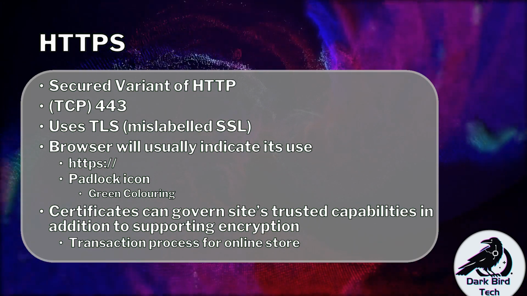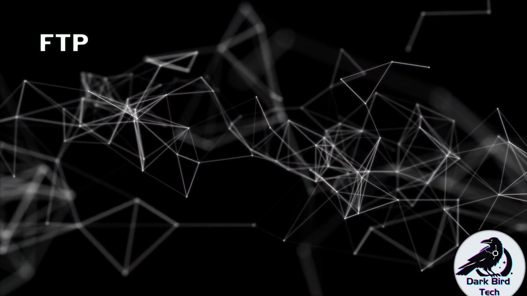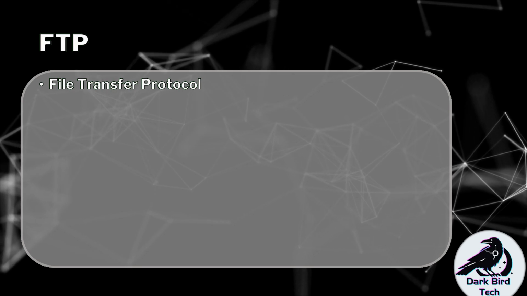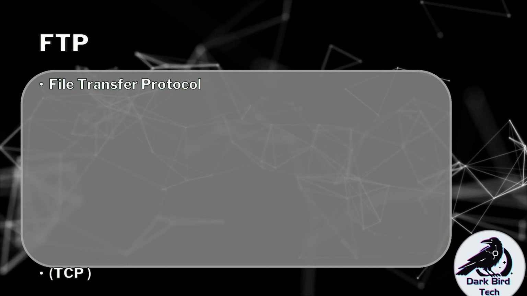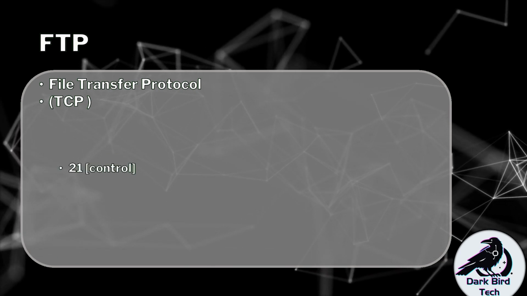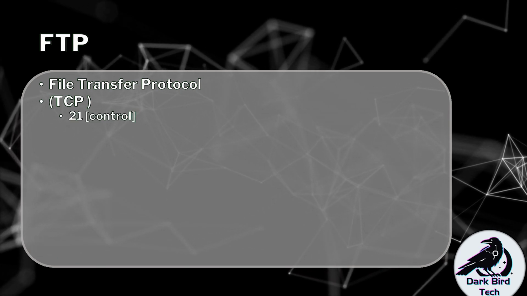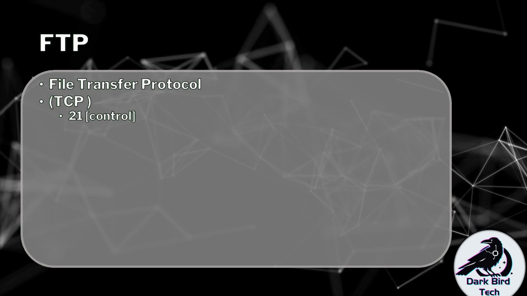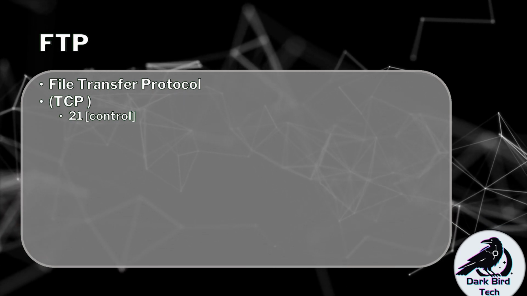Speaking of files that you can download, let's talk about the original file sharing protocol, FTP, or the File Transfer Protocol. Now, FTP runs with TCP and it has two port numbers. It uses port 21 for control. So whenever you're connecting to and communicating with an FTP server, you're using 21 to issue instructions to it.